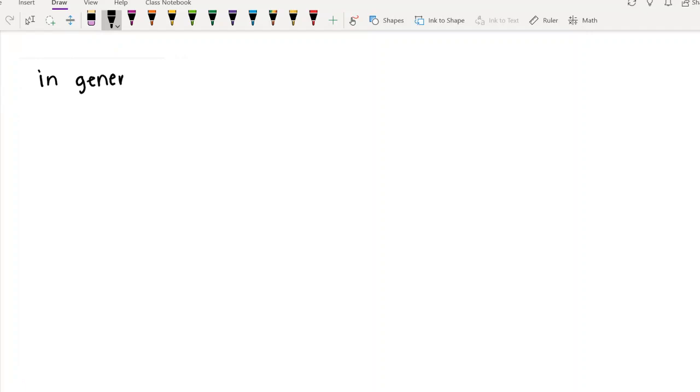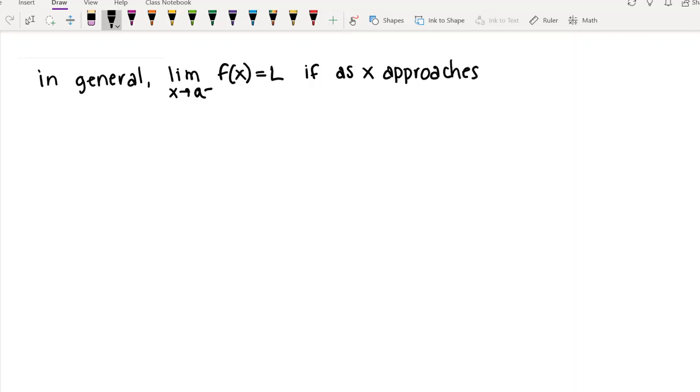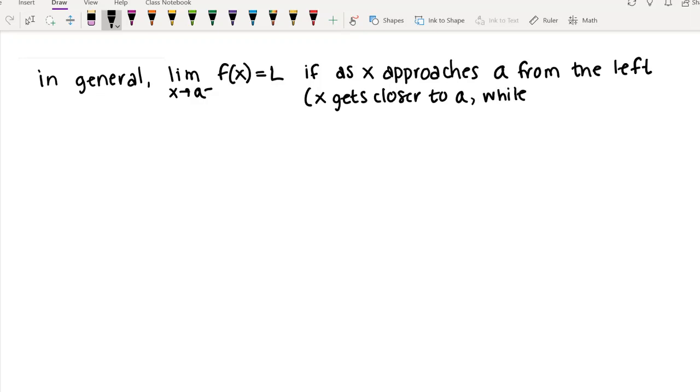So in general, like we said before, the limit as x approaches a from the left, with a little negative sign, of a function is equal to L if, as x approaches a from the left, and just to be really explicit, what do we mean when we say approaches a from the left? We mean that x gets closer to a while being less than a.